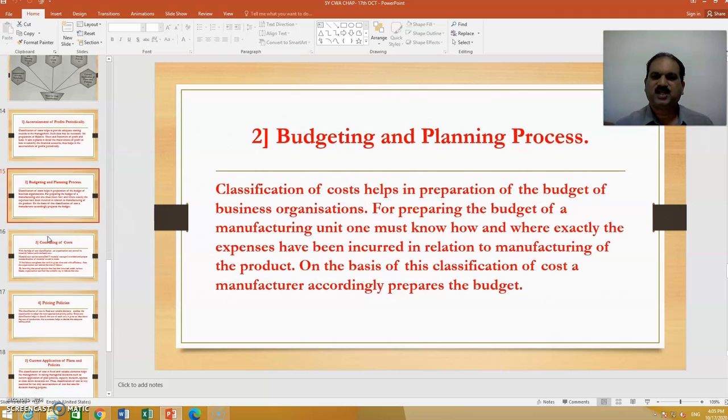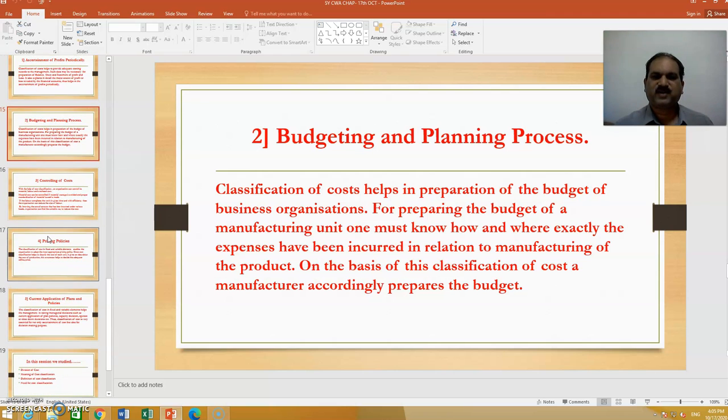Second, budgeting and planning process. Classification of cost helps in preparation of the budget of business organizations. For preparing the budget of a manufacturing unit, one must know how and where exactly the expenses have been incurred in relation to manufacturing of the product. On the basis of this classification of cost, a manufacturer accordingly prepares the budget.